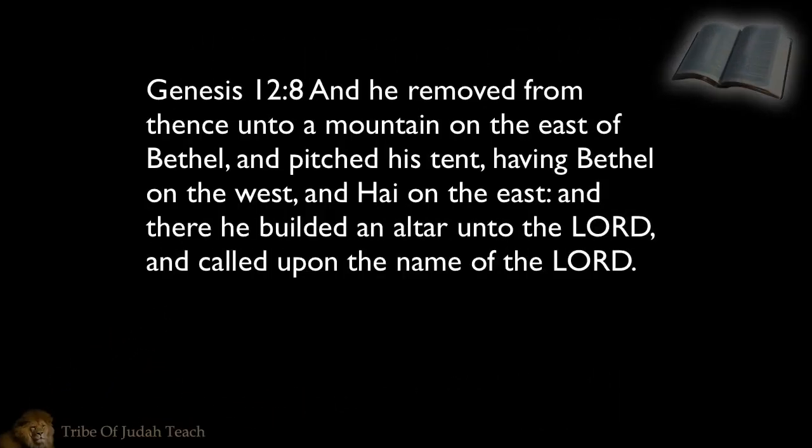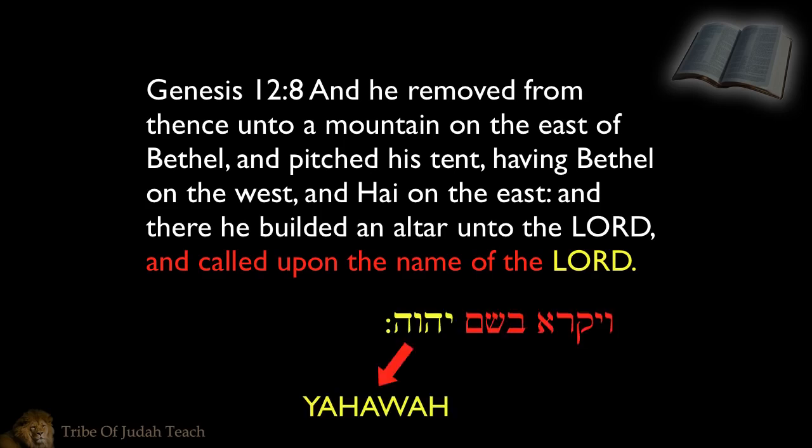Verse 8. "And he removed from thence unto a mountain on the east of Bethel, and pitched his tent, having Bethel on the west and Hai on the east. And there he builded an altar unto the Lord." Now watch this. It says, "And called upon the name of the Lord." What is that word Lord in the Hebrew? Yahweh. In the English, it says, "And called upon the name of the Lord." The Hebrew says, "Wayikra bashem Yahweh." It tells you right there that Abraham called upon the name of Yahweh.